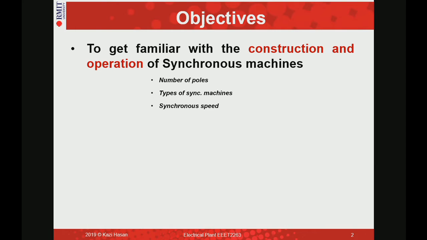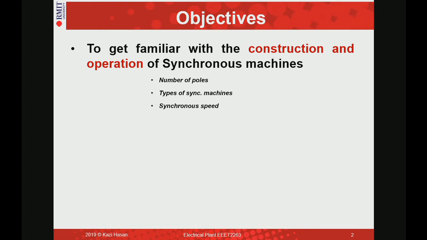So firstly, the objective of this lecture is that you get familiar with the construction and operation of synchronous machines. Particularly we will look at some aspects: why the number of poles has been chosen, what the determining factors are for choosing the number of poles, what the different types of synchronous machines are, and what synchronous speed is. And the big question is, why is the name of this machine synchronous machine? That is interesting and important to understand.